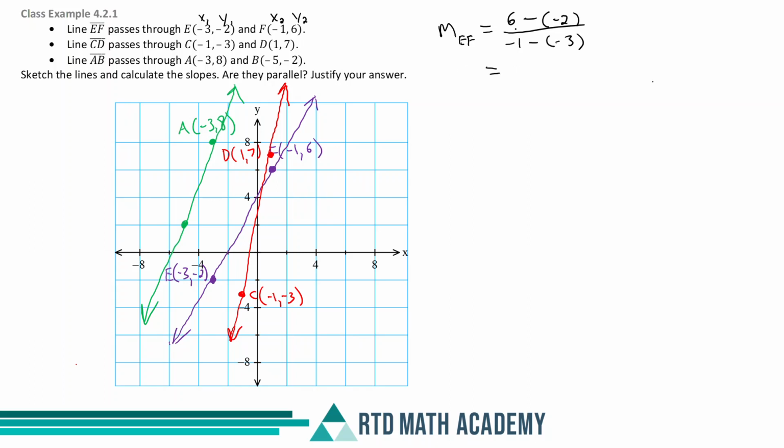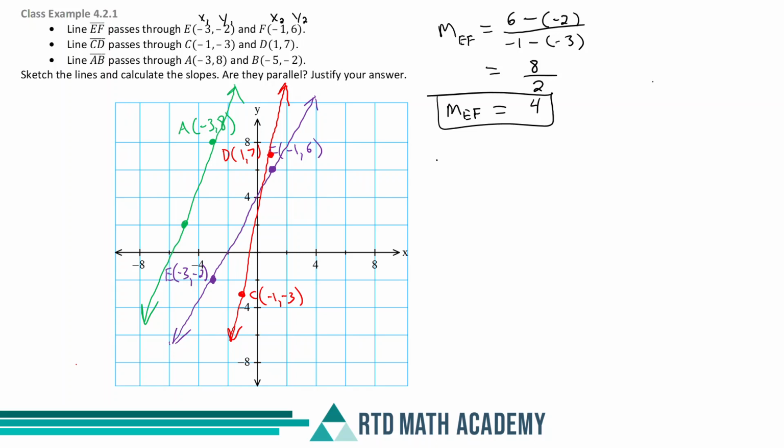So on the top here, we've got 6 minus negative, so that's the same as plus. So 6 plus 2 would be 8. And now on the bottom here, I've got -1 minus a negative, so that's really like -1 plus 3, so that's 2. So in the end, this is 8 over 2, or just 4. So that's the slope of EF. All right, put a box around that because we need that.